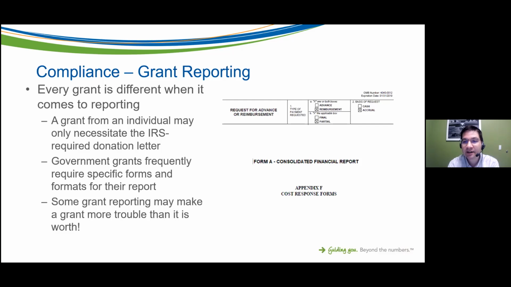The picture here is of the federal SF-270 form that is used for certain government grants. Each level of government, local, state, federal, often has its own types of forms. Make sure you're using the correct types of forms for your reporting. If you're not in compliance with the grant reporting, you can get in trouble for that. In the future, and we're going to go over this, I'm going to reiterate it several times.